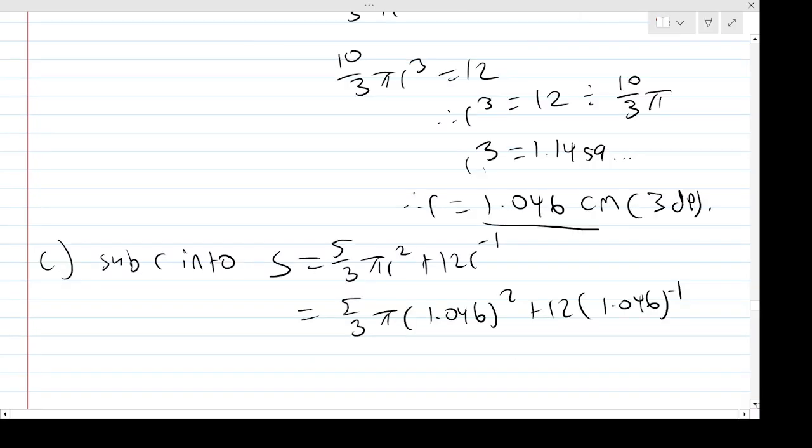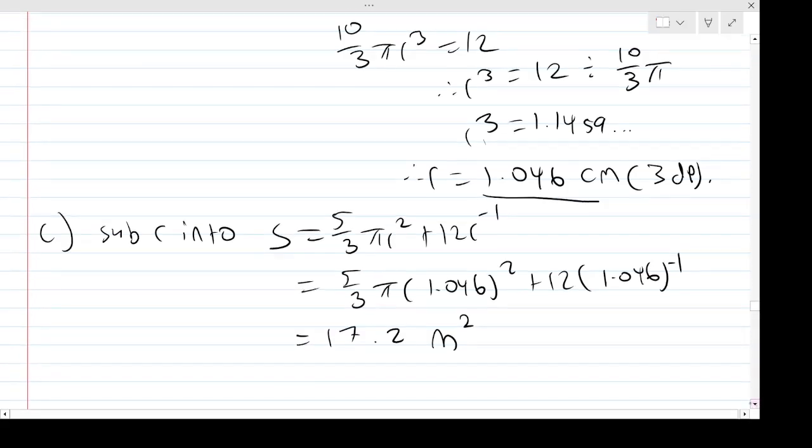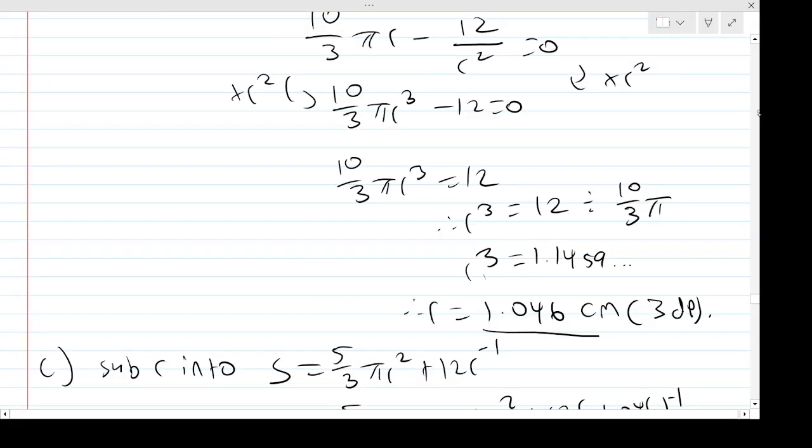Okay. Then if I put that in a calculator, I will get 17.2. That would be in meters squared because it's an area, right, in meters. And then if I was to round it to the nearest integer, that'd be 17. And there we are. And that's the question done.